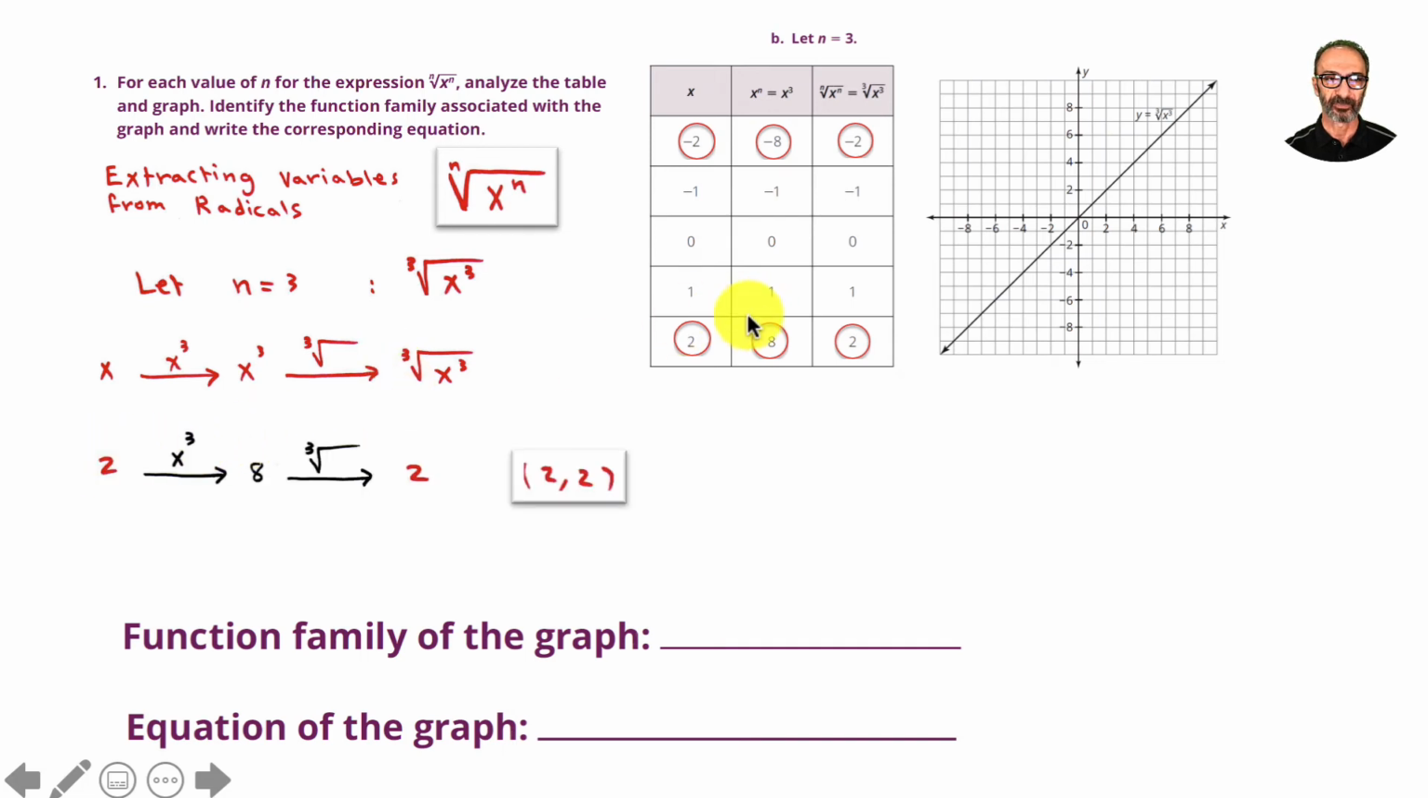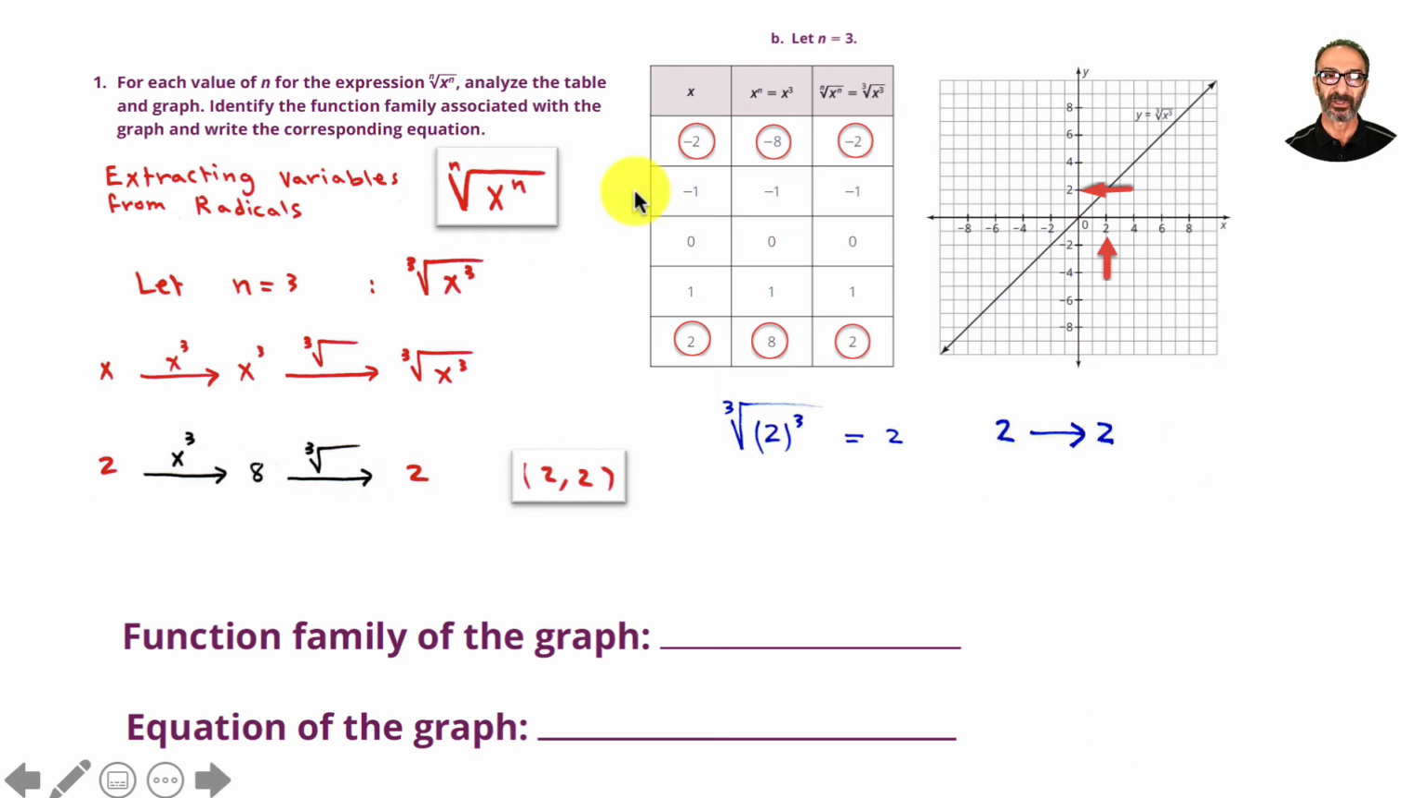Plug in 2, start with 2, cube it, that's 8. Take the cubic root of 8, that's 2. So you start with 2, you end up with 2. And that's right here. You start at 2, your final output is 2. In a different way, what I'm writing here is the cubic root of 2 to the third is 2. Which means you start at 2, at the end of the process, you end up with 2.